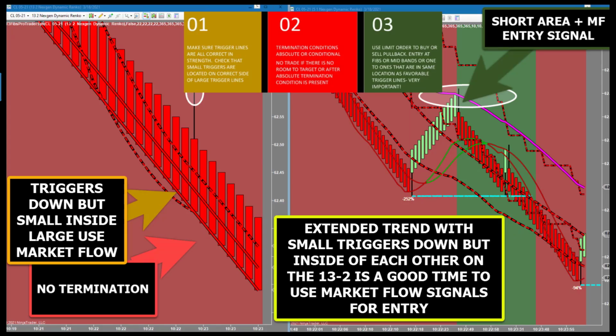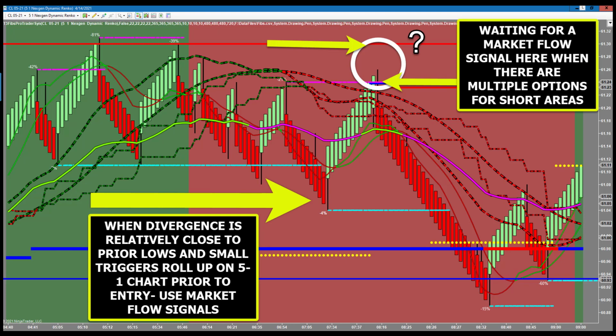Finally, we will look at conditions that you should wait for a market flow signal before entering a position. During extended trends, when the market makes a pullback to a trend trade entry area such as the mid-band and large triggers and divergence is present on the low, the rule that states waiting for a market flow signal should be applied here. Next, when there is divergence on the low, and that low is not much lower than a previous low, you should wait for a market flow signal when price reaches the trend trade area.